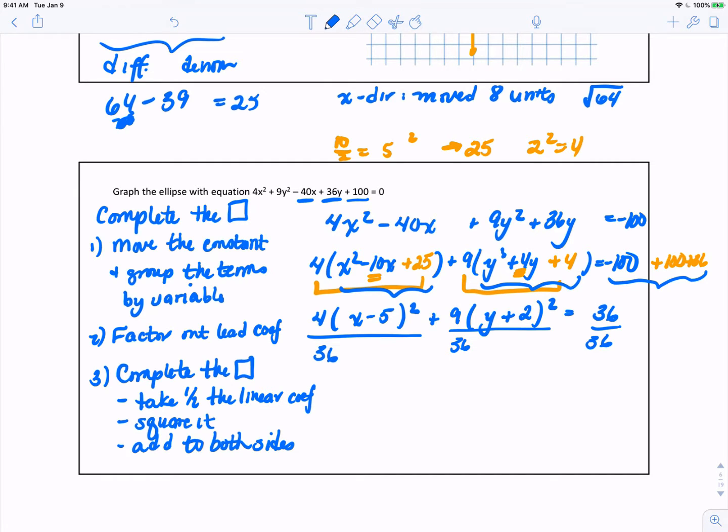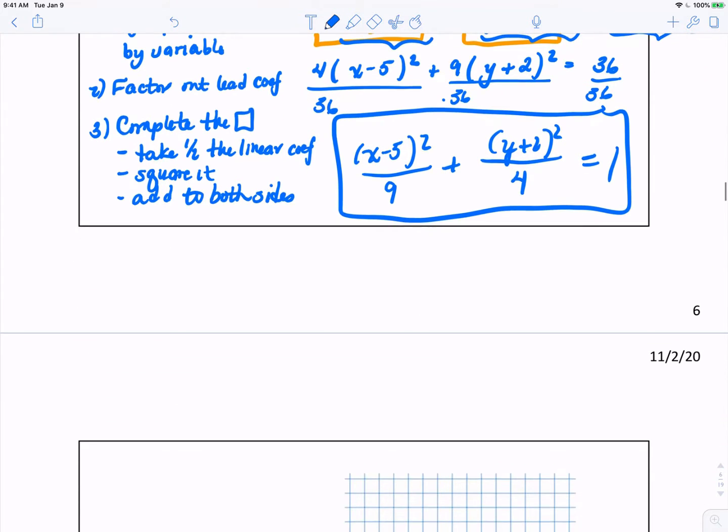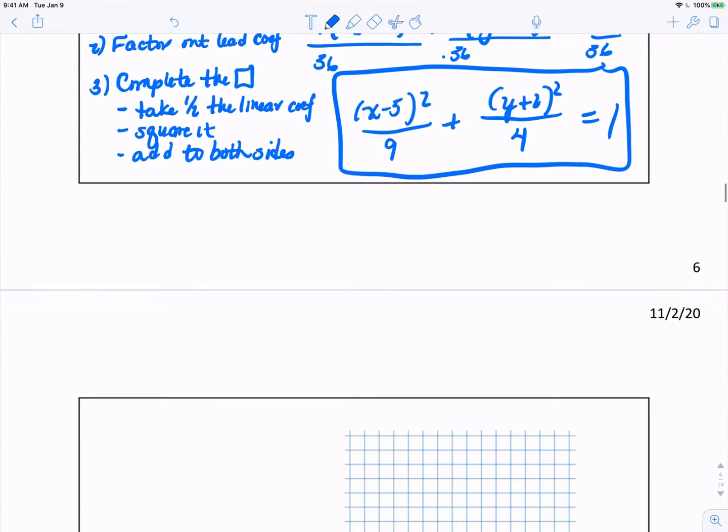And now we have our ellipse in standard form. (x minus 5) squared over 4 divided by 36 is 1/9, plus (y plus 2) squared, 9 divided by 36 is 1/4, is equal to 1. So now this ellipse is in standard form, and we can go ahead and graph it. So let me write it down here next to the graph: (x minus 5) squared over 9 plus (y plus 2) squared over 4 is equal to 1.